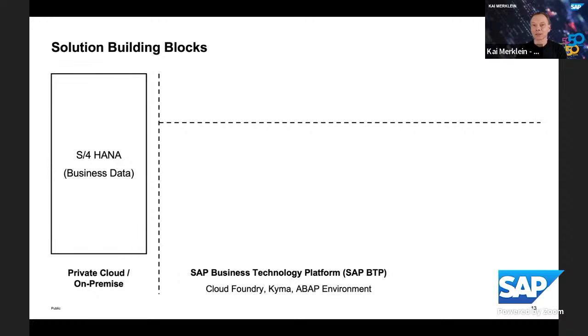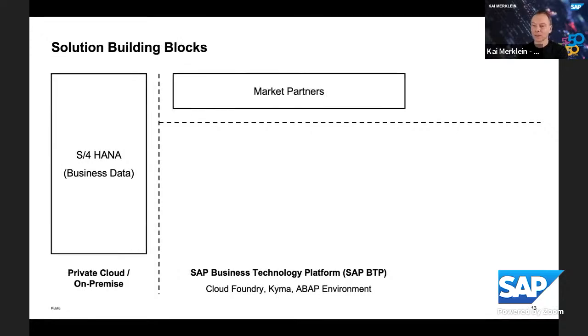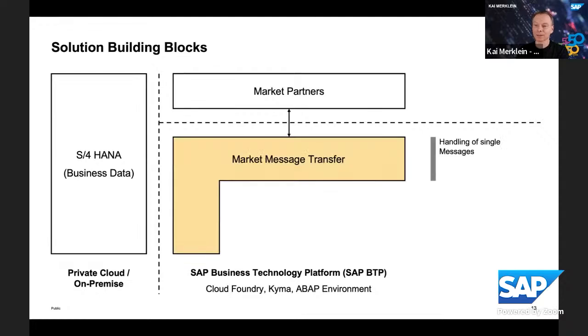So again, from just the very major building blocks, we have the business system on the left-hand side. I think I talked enough about it. This is not the cloud solution. This comes now on the right side, and this is where we want to talk about the BTP adoption. We have the market partners as well. I think we are clear about them. They are external. And now we have, as one of the big building blocks of our solution, the market message transfer. This is our internal name of this component.